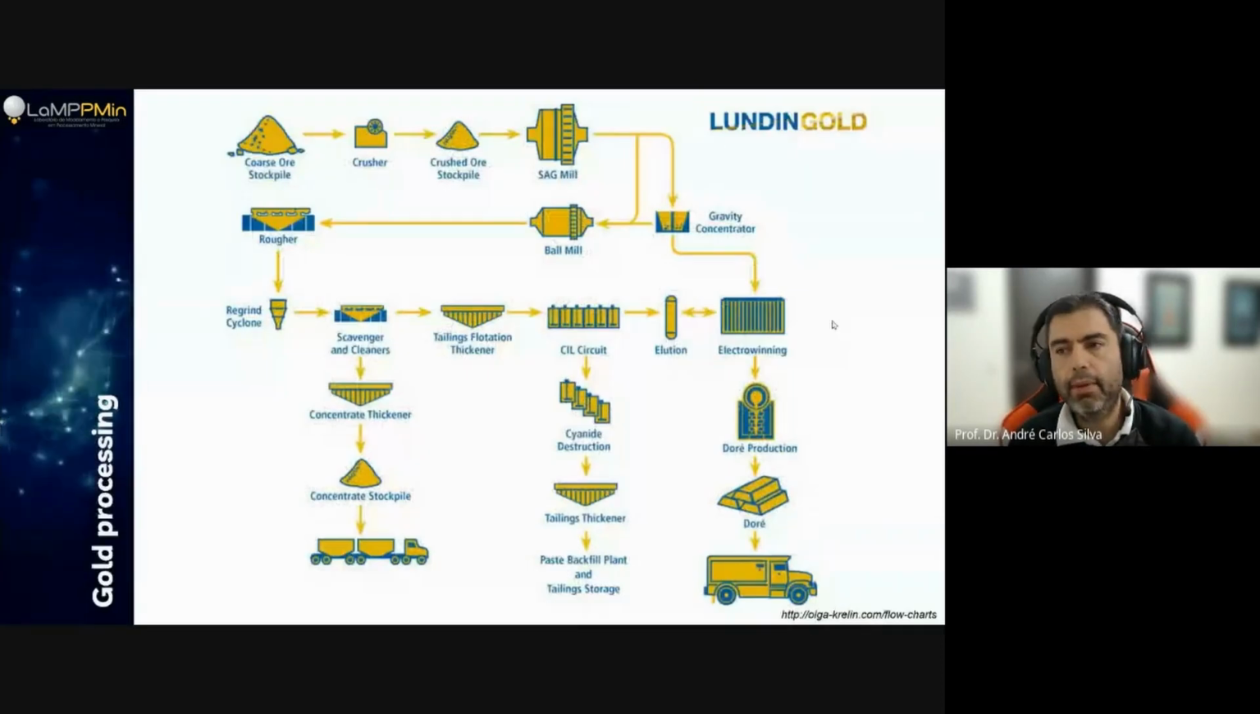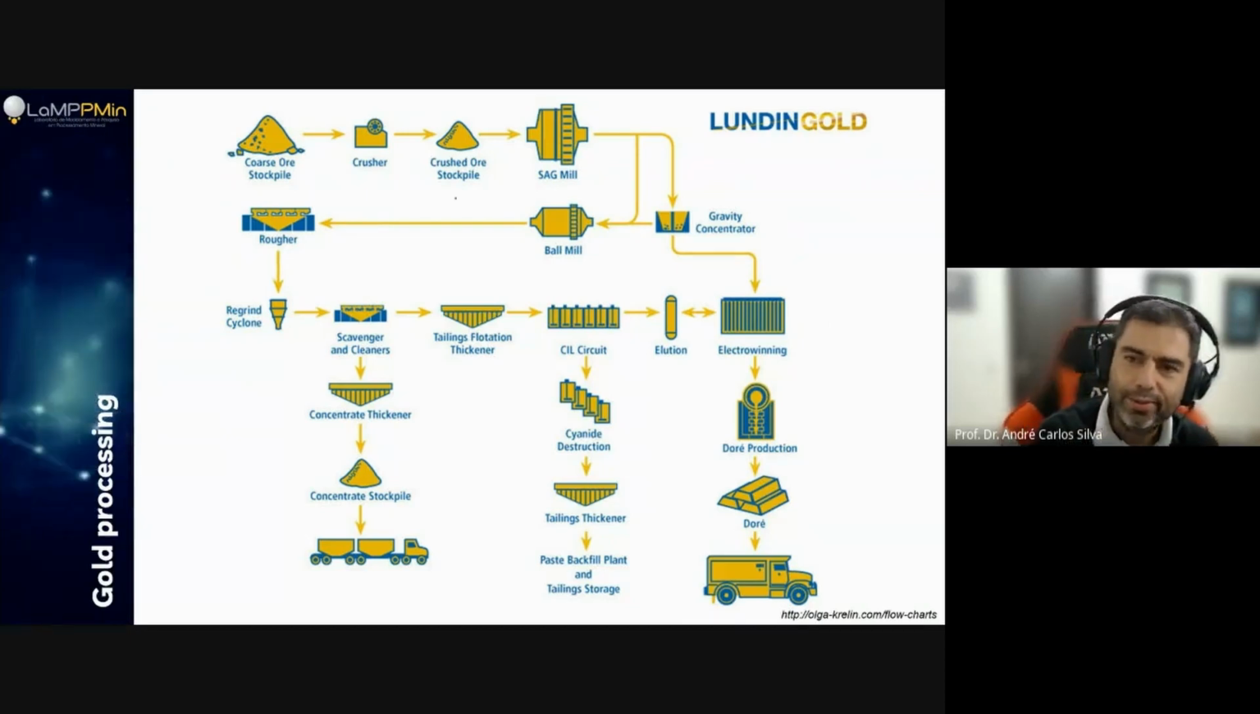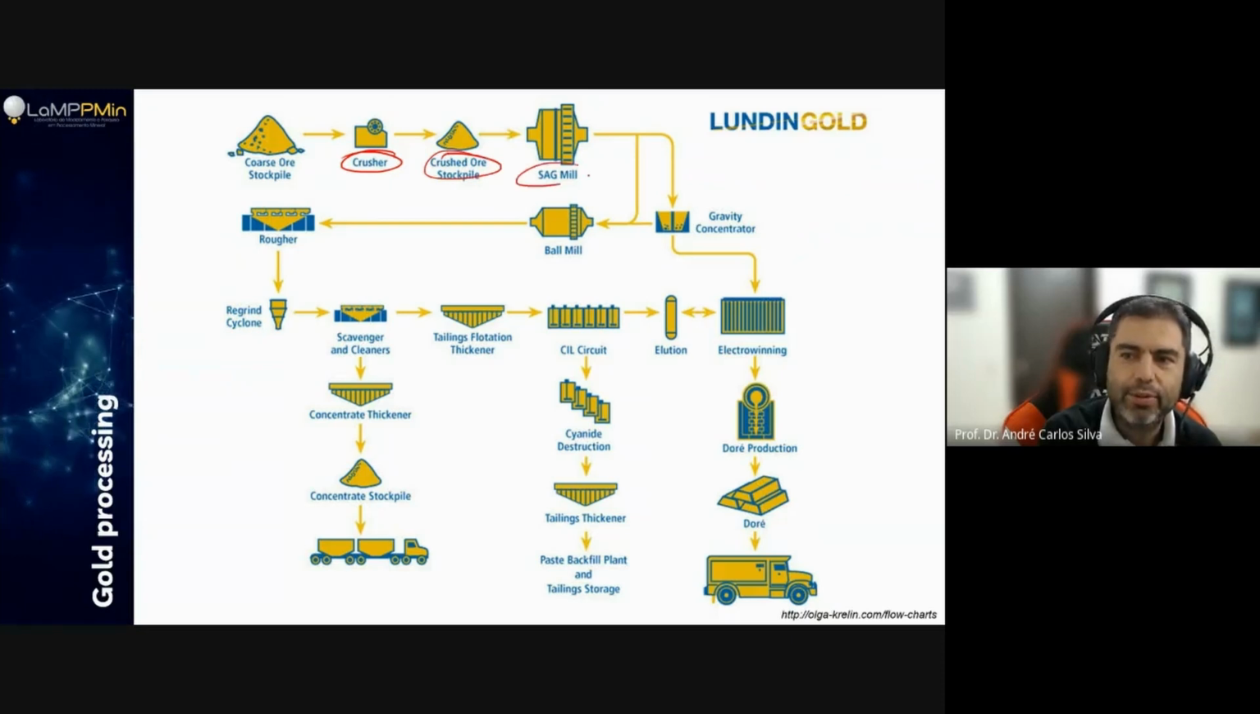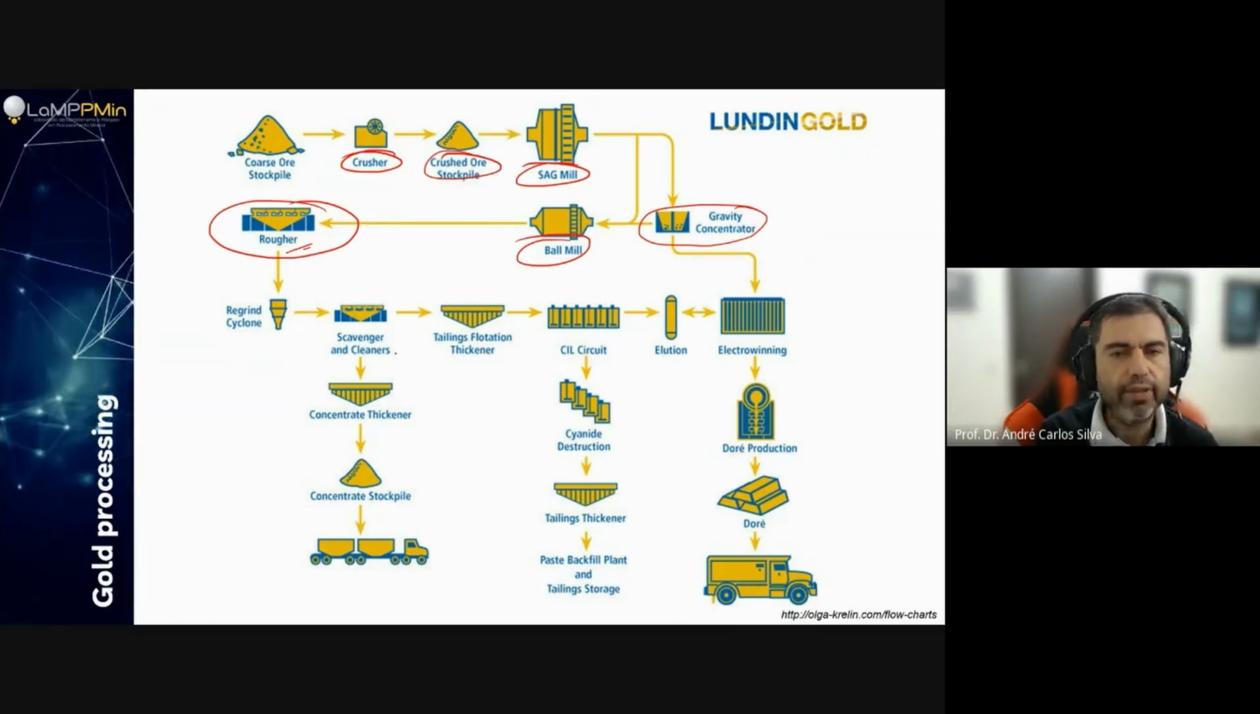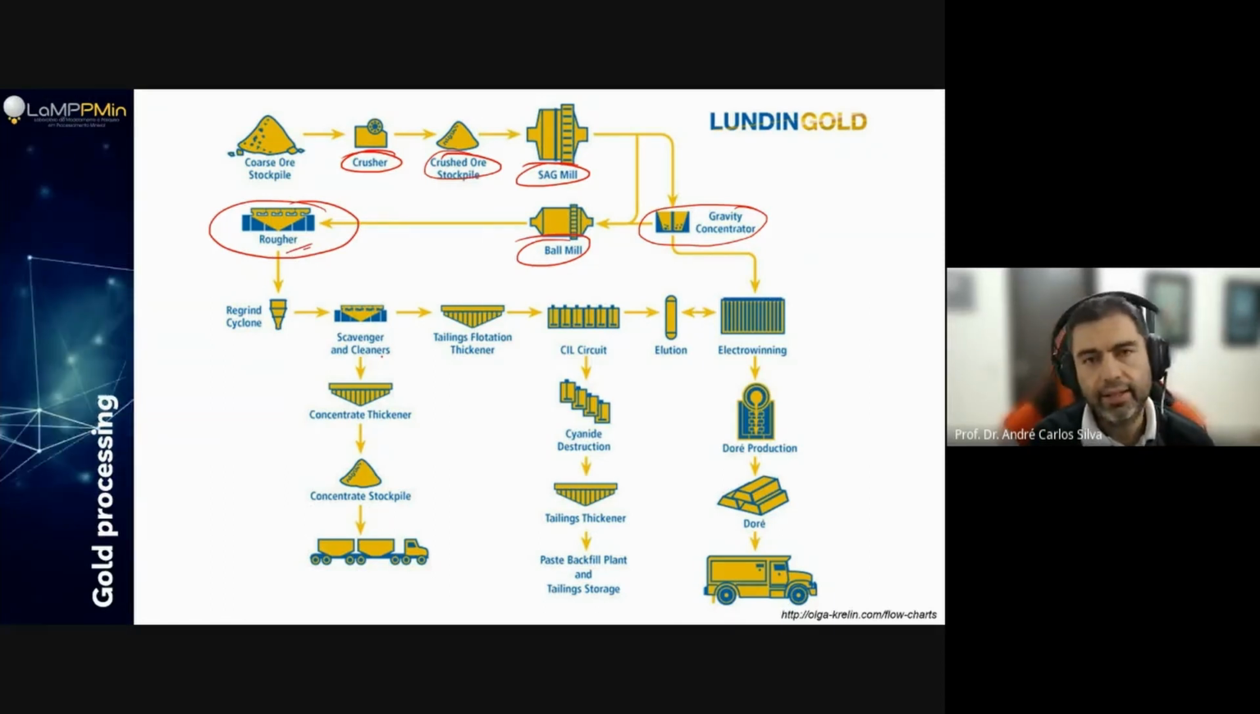So let's take a look at this flow chart, and it's coming from Lundin Gold Mine, okay? And what they do is crusher. Oh, here we have comminution. Then they pile up, they crush again, and then we can do this gravity concentration over here. We can do this flotation over here. So rougher, it's one of the flotation stages. We have actually three: rougher, cleaner, and scavenger.